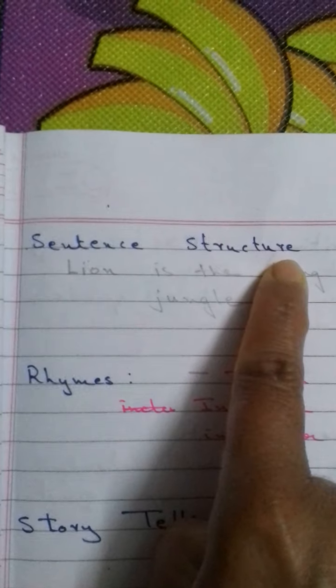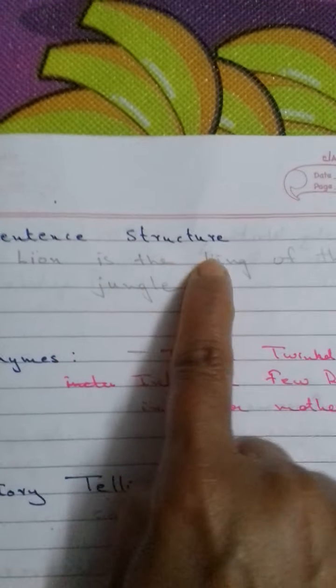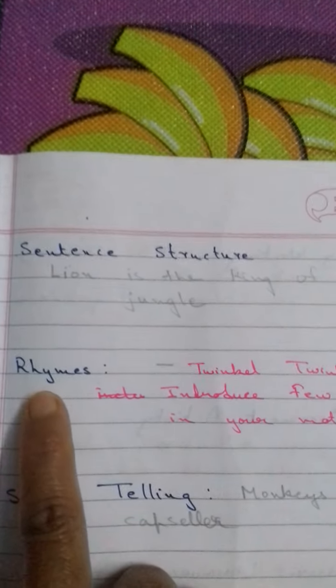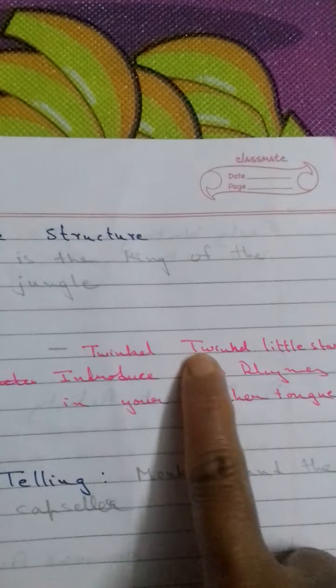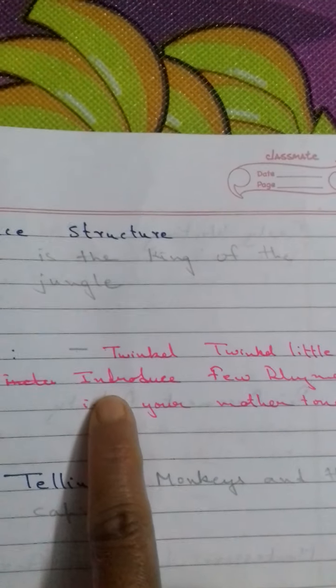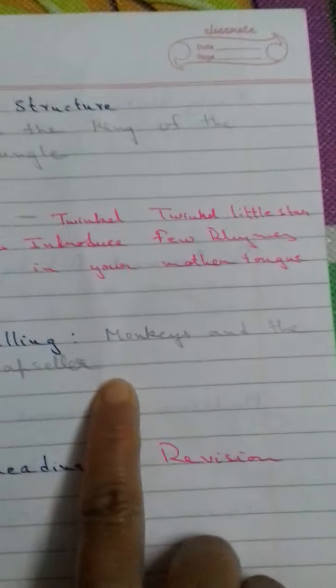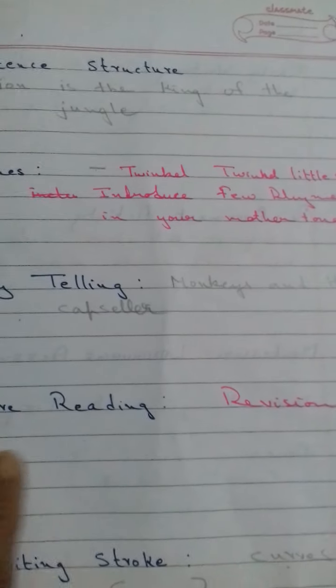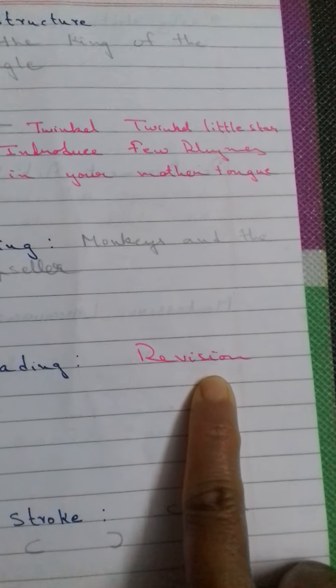In sentence making, you can say lion is the king of the jungle. In rhymes, you can teach them Twinkle Twinkle Little Star, and also you can introduce a few rhymes in your mother tongue. Storytelling, Monkey and the Cap Seller. Picture reading, you can do the revision of the previous weeks, that is the first and the second week revision.